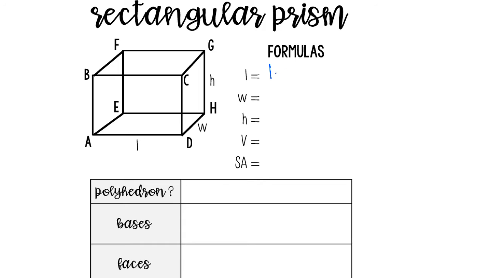L is the length. I can hear your shock that L might be the length. W, you probably can guess, is width. H is height. These matter because it's a rectangle, not a square. The volume is length times width times height.